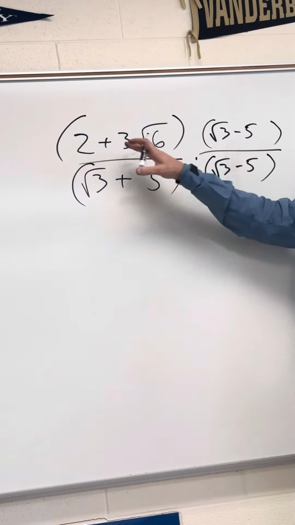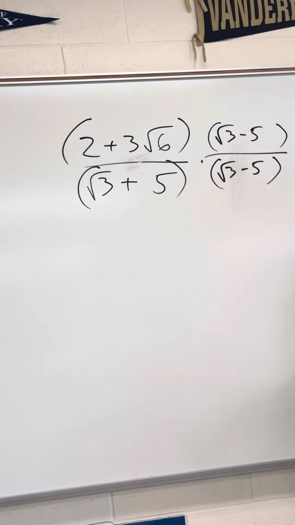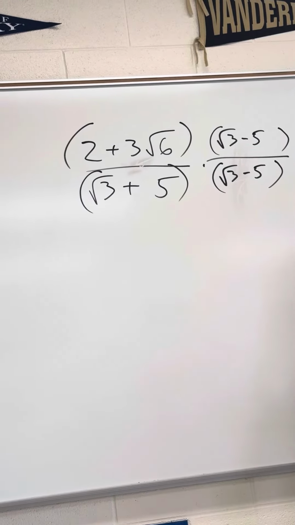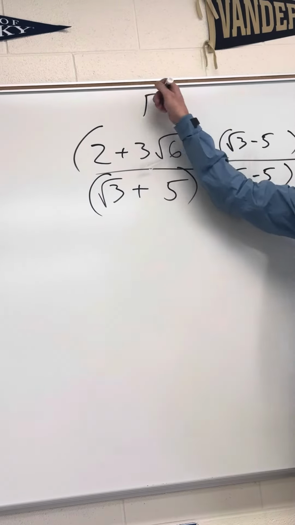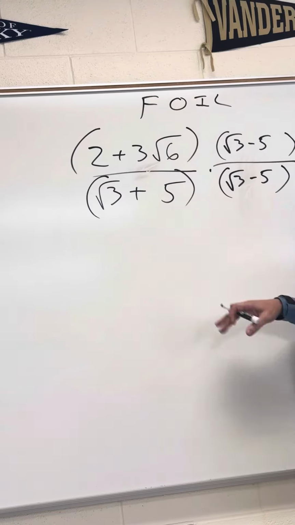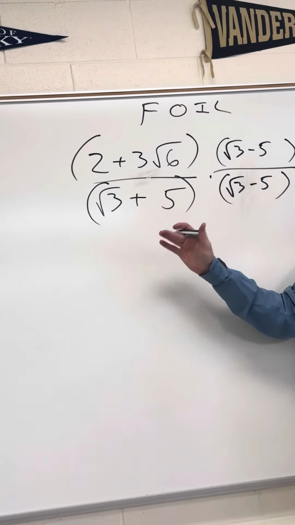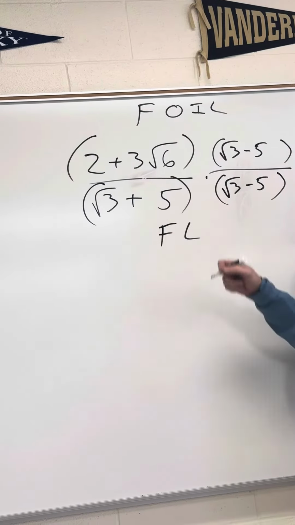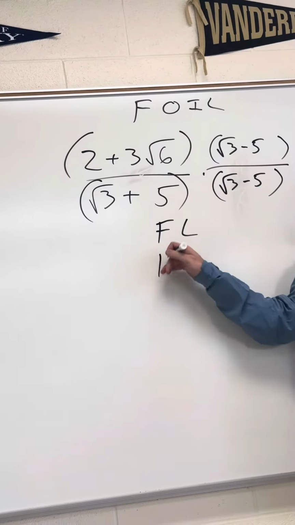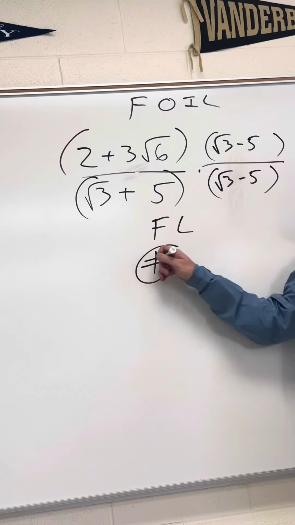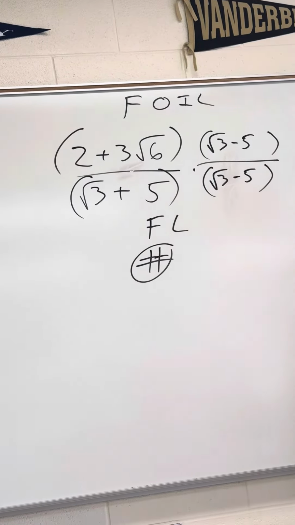So on the top, we have a binomial times a binomial. What do you have to use? What method? FOIL. We're going to have to FOIL this out. On the bottom, you have conjugates, so you don't have to use the whole entire FOIL method. You can just do the first and the last, and you should get one single number. One nice, pretty single number. All right, here we go.